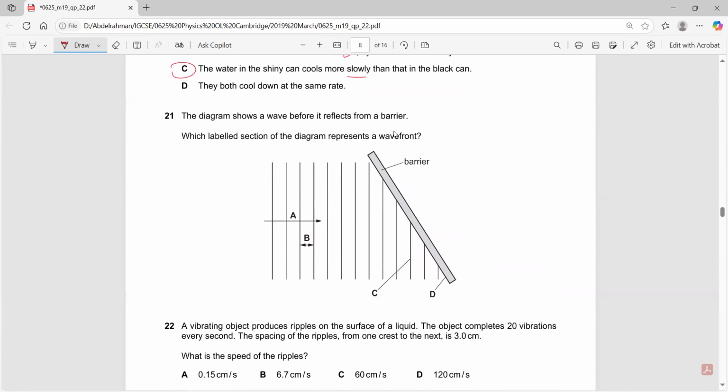Which labeled section represents a wave front? A wave front would be C, not B. Why? Because B is the wavelength. A is the direction of these waves. D is the barrier. D is just the barrier. So B is the wavelength.